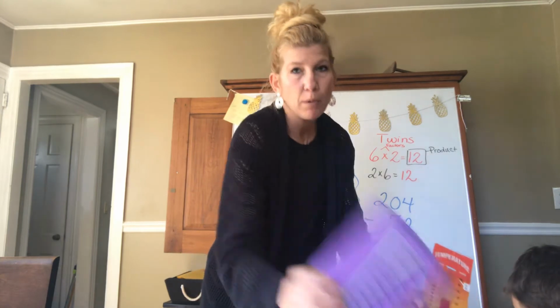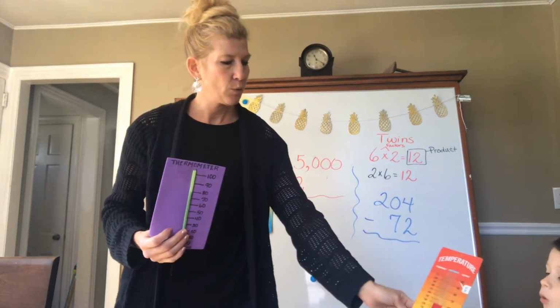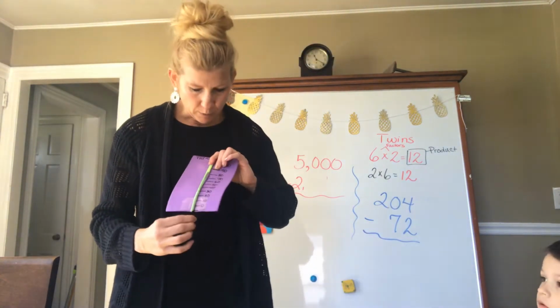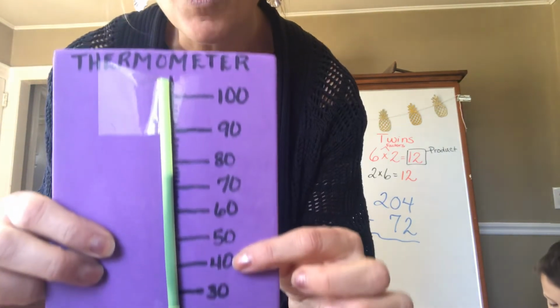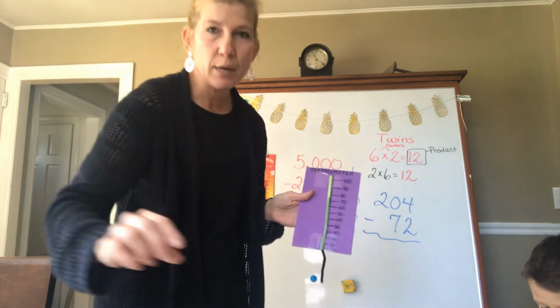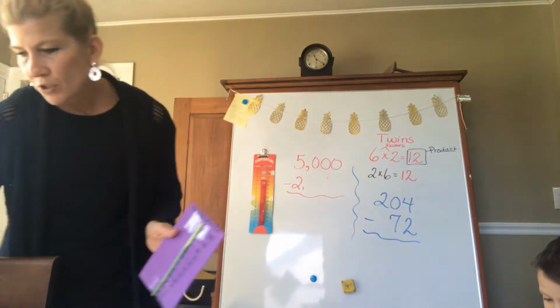So we have our thermometers here. We would move it one line. You can see there, one line. It's backwards for you. One line above. Good. Now let's try another one.